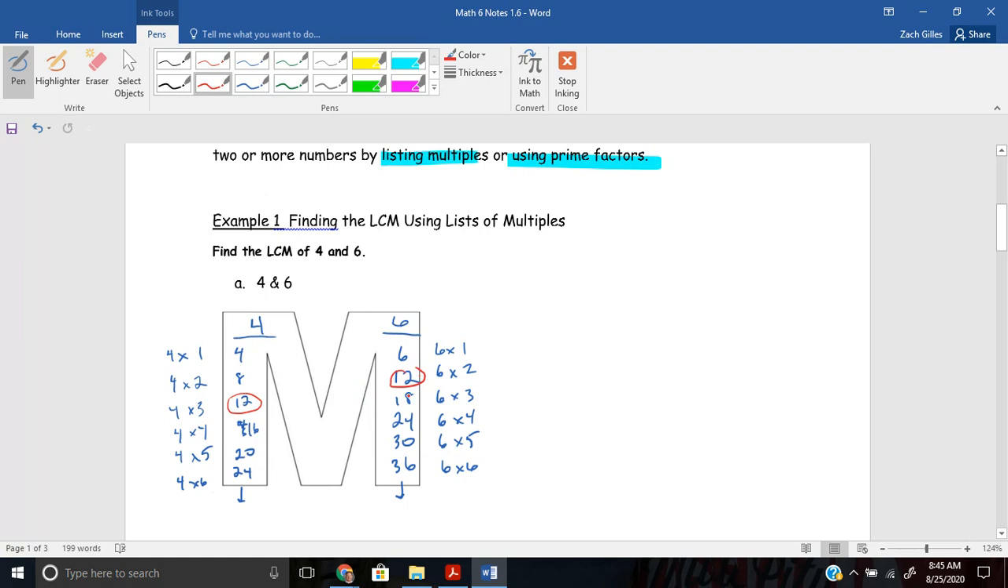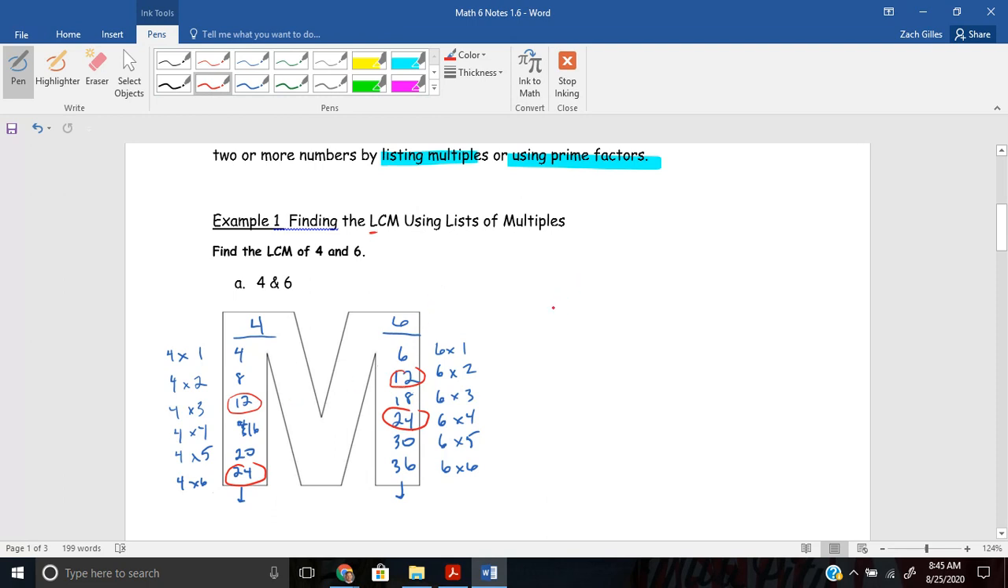16, no. 18, no. 24, yes. They have 24 in common. And that's all the further I went here. So right here, just in this short list, I have 2 common multiples. Now remember, I'm looking for the least of the common multiples. So what is the smallest number that they have in common?